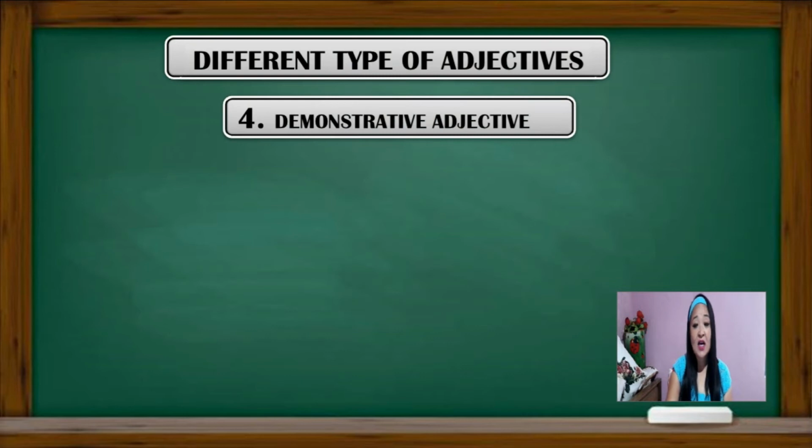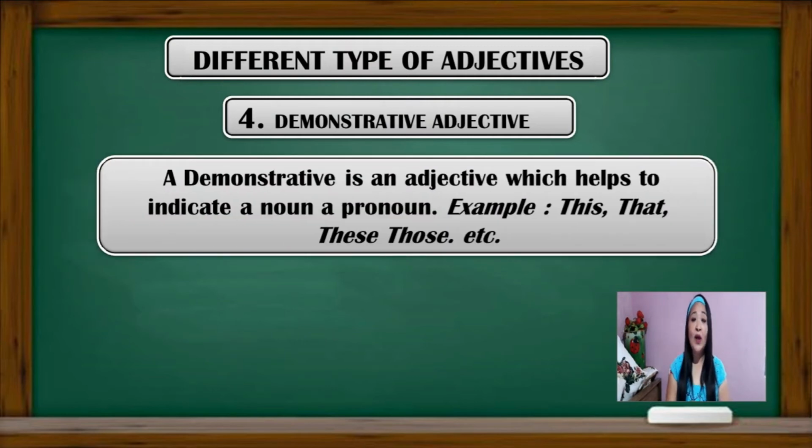The next is demonstrative adjective. Now, what do you mean by demonstrative adjective then? Well, a demonstrative adjective is an adjective which helps to indicate a noun or a pronoun. Okay, there are some adjectives like this, that, these, those. This kind of adjectives are used to show or indicate things. All right. Now, example.